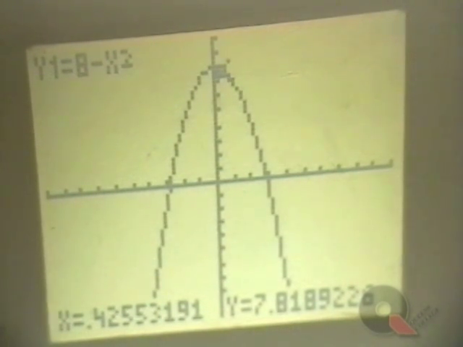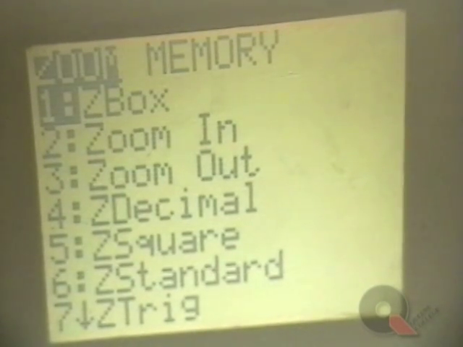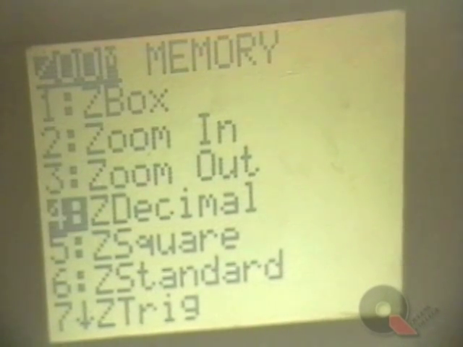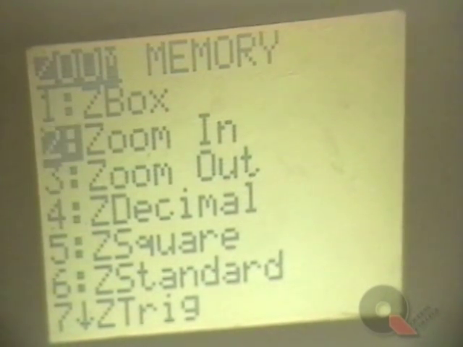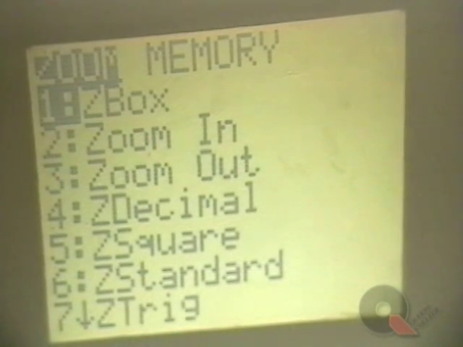Okay, now let's say I want to use the other window. I'm going to hit the zoom button, and I'm going to choose, instead of choice 6, which is the standard, the two favorite ones that we usually use, the 6 and the 4. 7 is particularly good if you're graphing trig functions, but right now we're not doing that. So 6 is the standard window for minus 10 to 10, and 4 is the decimal window. If I hit 4, you can either scroll down to 4 and hit enter, or you can leave it where it is and just punch the number 4 in.